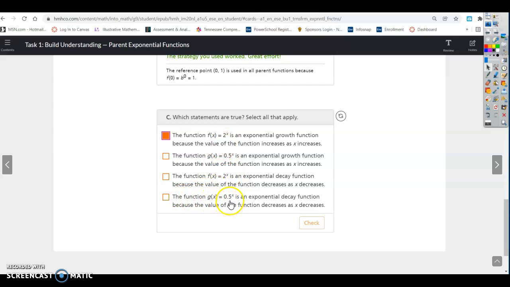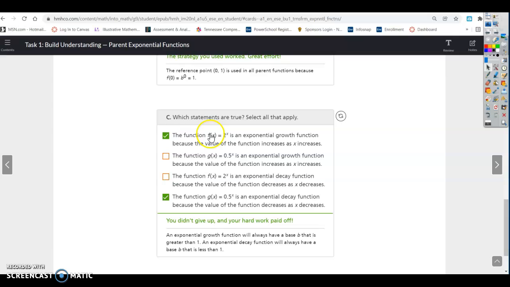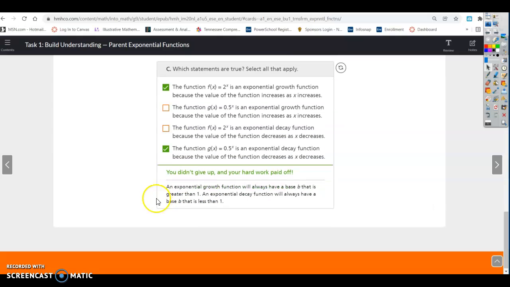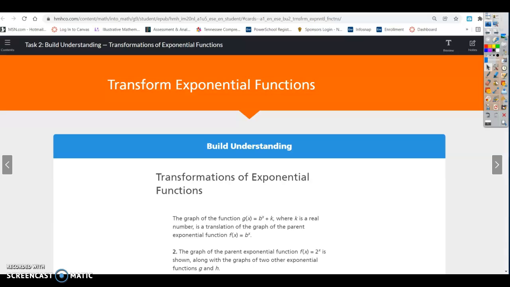And the function g of x equals 0.5 to the x is an exponential decay. We know that's true because this is between 0 and 1, because the value decreases as x increases. That's true. And again, you can look at that on the graph as well. You can see that this one goes up, and you can see that this one goes down. All right, that's all for task 1. If you have any questions, let me know.